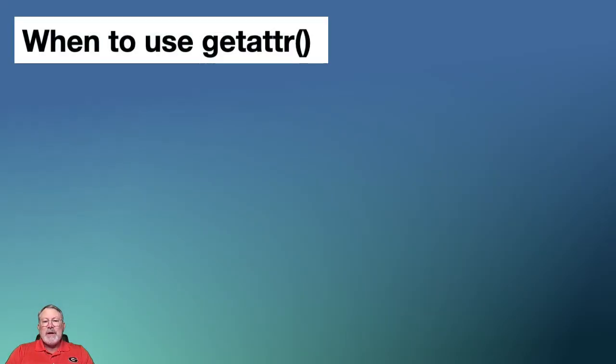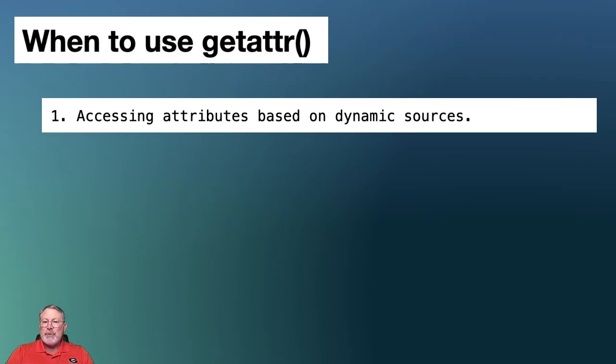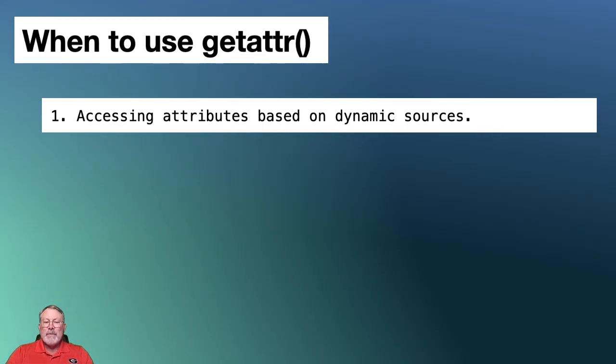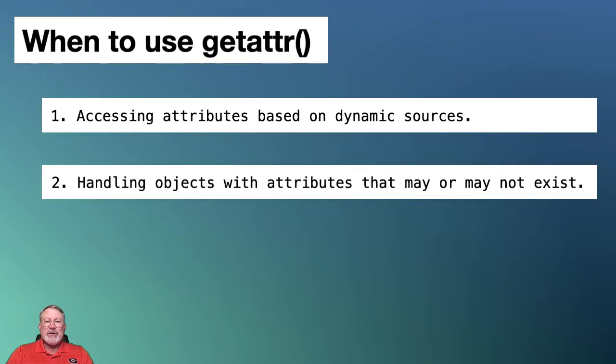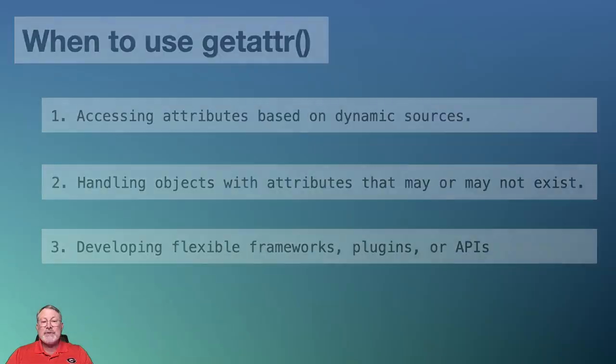You would use getattr when you're accessing attributes based on user input, configuration files, or other dynamic sources. Perhaps when you're handling objects with attributes that may or may not exist. And you're developing flexible frameworks, plugins, or APIs that work with arbitrary objects.